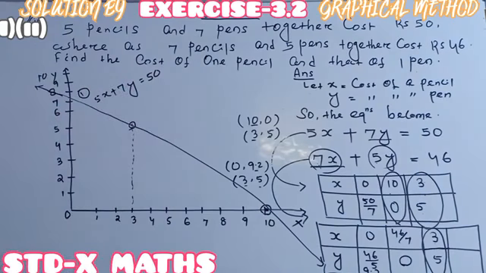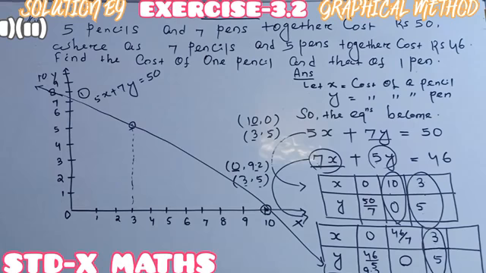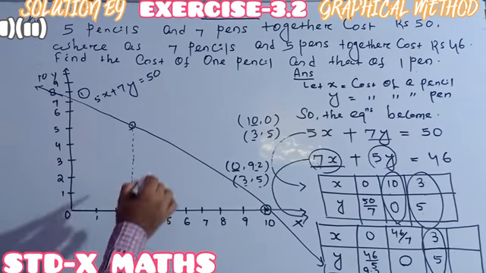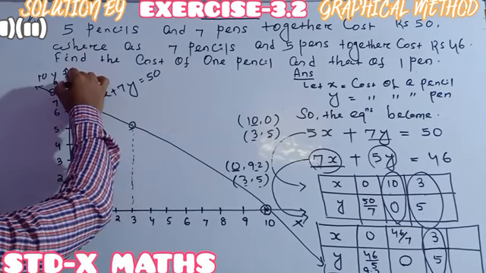First graphical representation ready. And for the second graphical representation, the first point is (0, 9.2). See, (0, 9.2) means here the x coordinate is 0. So this is a point on the y-axis at 9.2. See, here 9.2 means 2 small divisions.